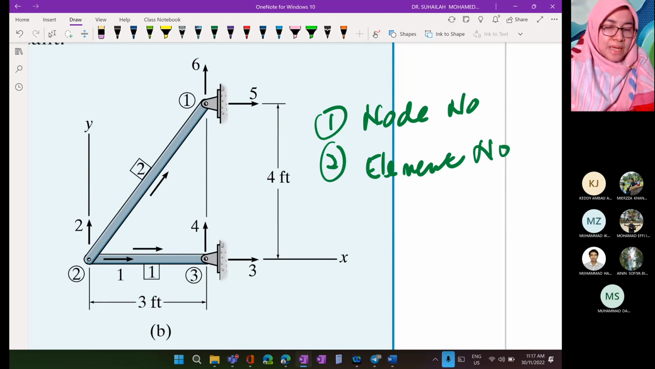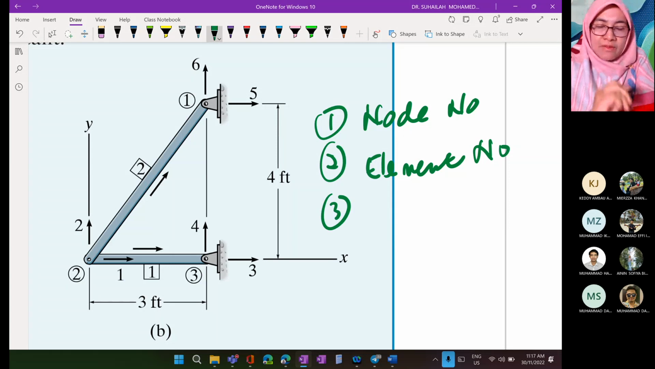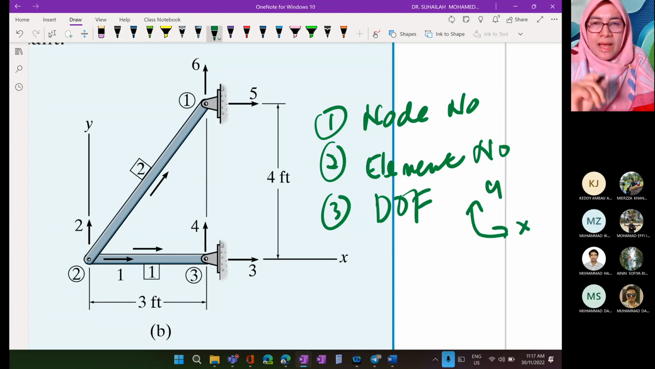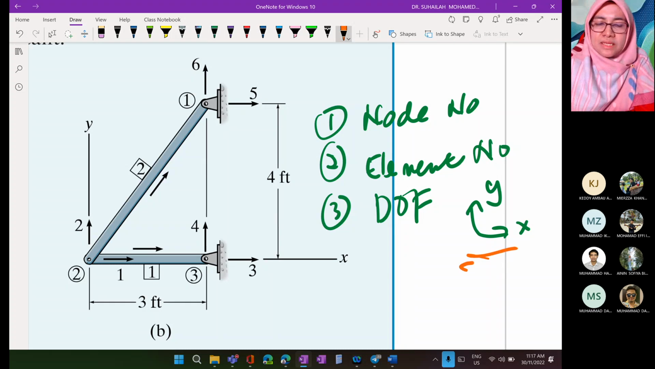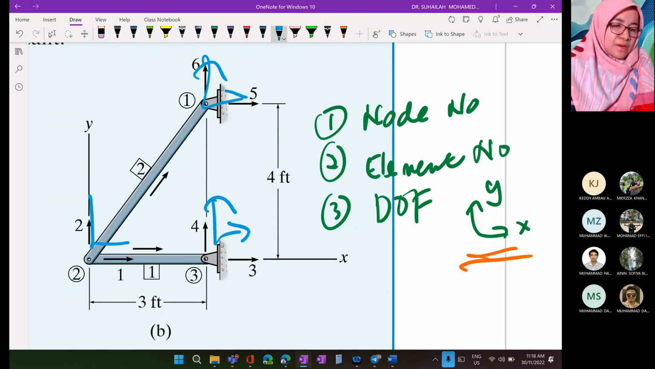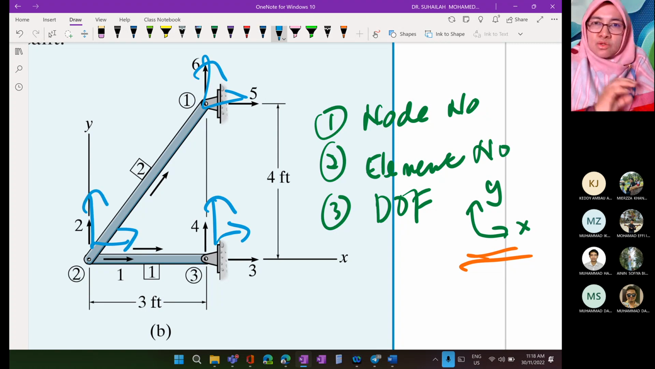Number 3, we have to label what we call the degrees of freedom. In a truss, there are 2 degrees of freedom in the X and Y directions, and these directions are compulsory. So this is called 2 degrees of freedom per node. Since we have 3 nodes, we have 2 here, another 2 here, and another 2 here. So the total degrees of freedom in this truss is 6.